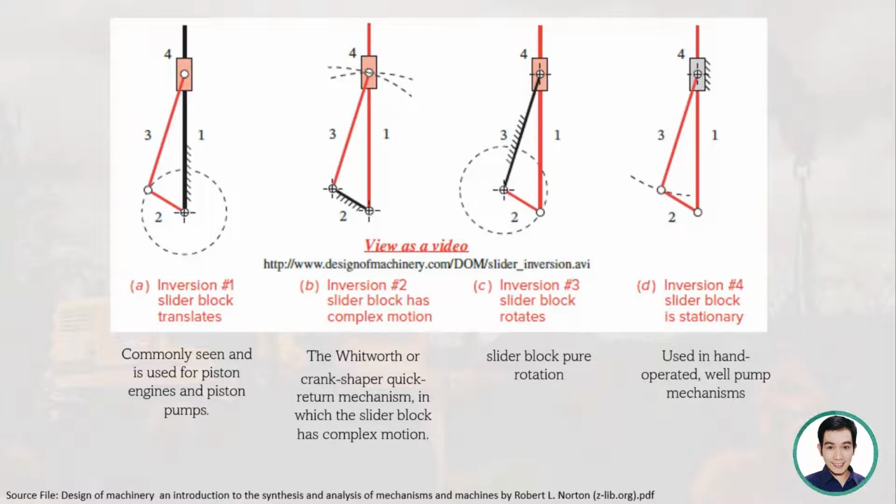So you can see here that we have the same links, the same number of links, but they have different inversions. Therefore, they have different applications also. The inversion again is a result of the grounding. You can see here that for inversion 1, link 1 is grounded because of this symbol. For this one, the ground is at 2, meaning it is fixed. For the third one, the third link is fixed. And for the fourth one, the slider is actually fixed.